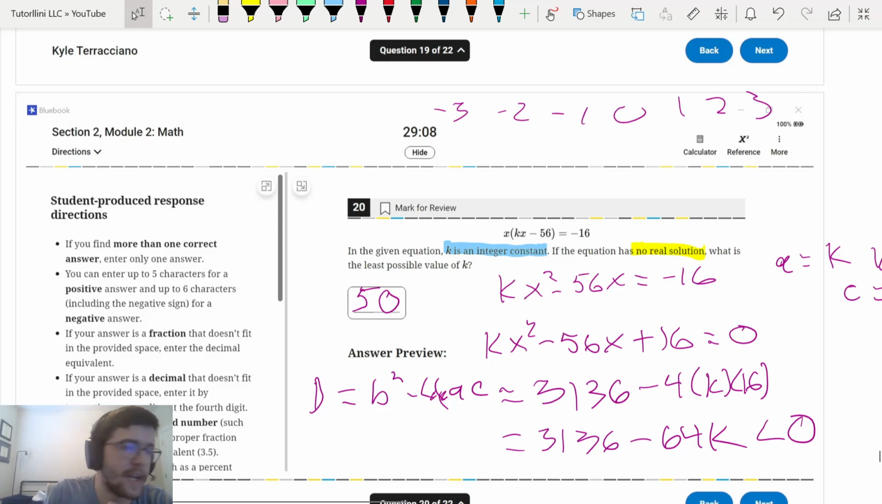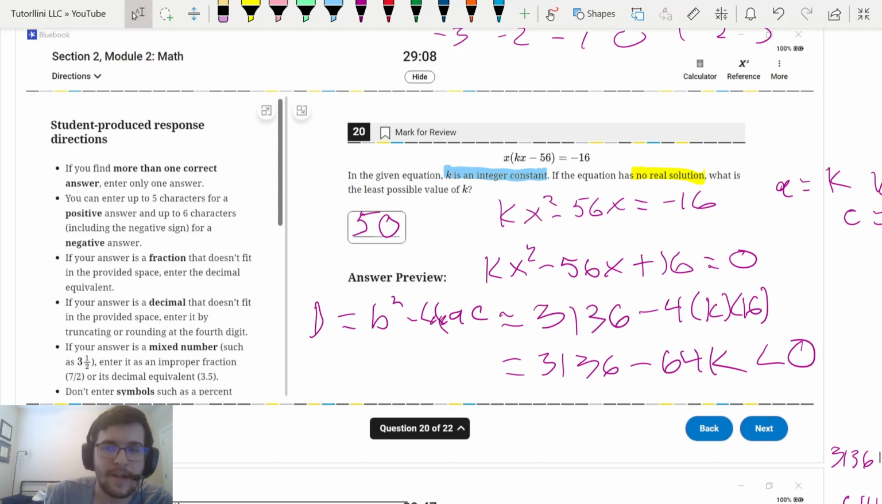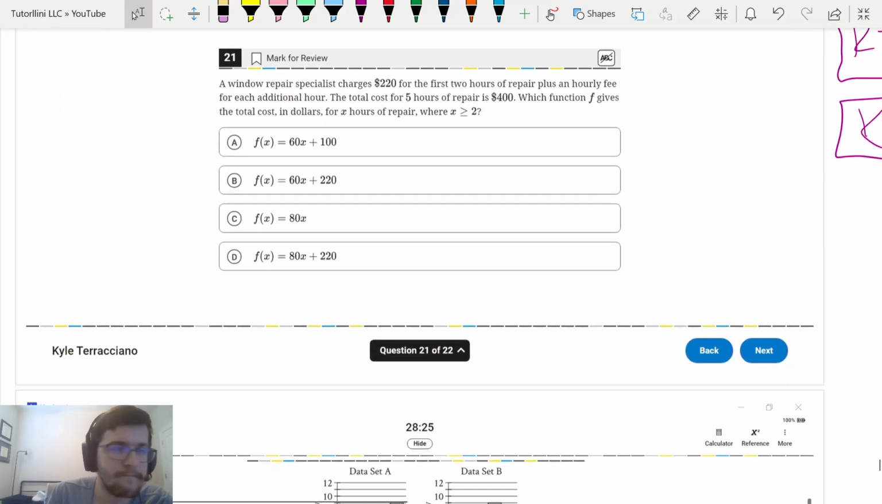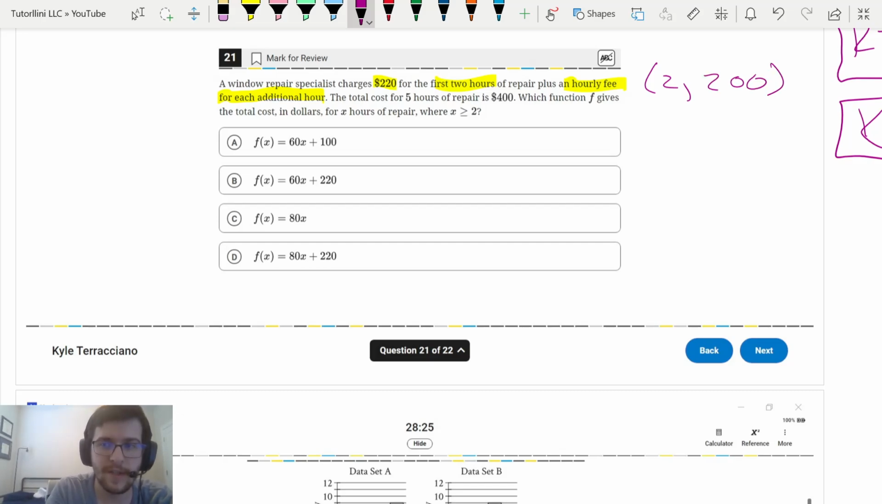All right, so you got to use the discriminant for this one. Really got to know that. Okay, 21. So hourly fee for each additional hour. So this is a linear function, and they tell us after the first 2 hours it's $200. Okay, so that means 2 comma 200 is a point. Time is almost always your independent variable.